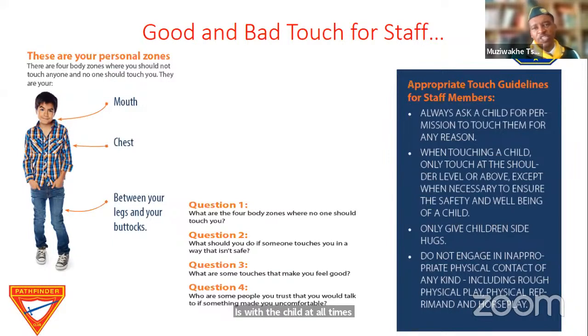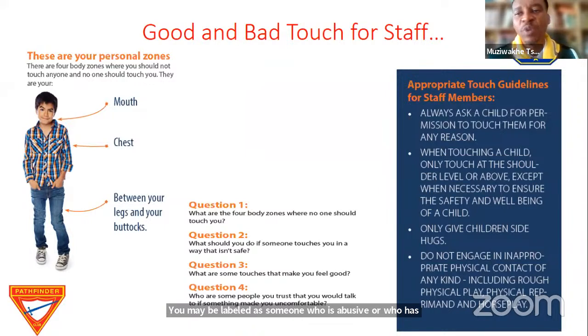For example, when a child has an accident, as a director, as a leader, as a counselor, you are not allowed to touch the child's buttocks. So if they've had an accident and you take care of them, please note that it might work against you as a leader at some stage. You may be labeled as someone who is abusive or who has been abusing a child. Please be aware of this. Sometimes it's about how children report what happened when you are helping them.